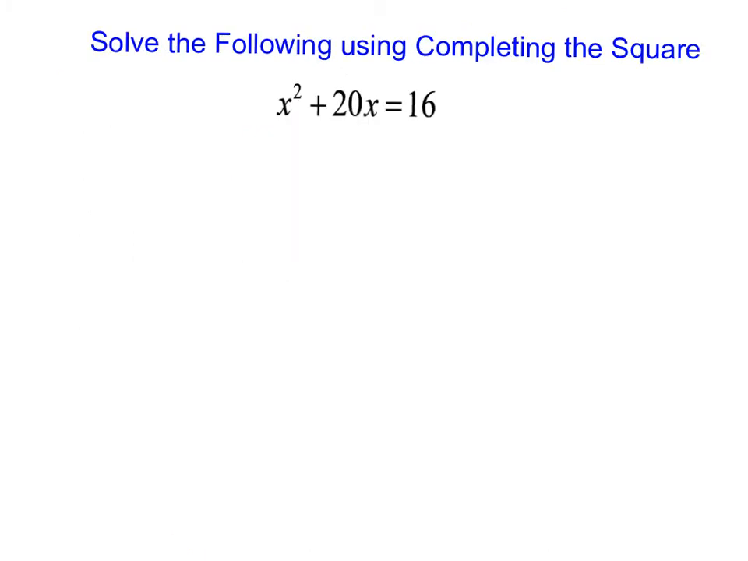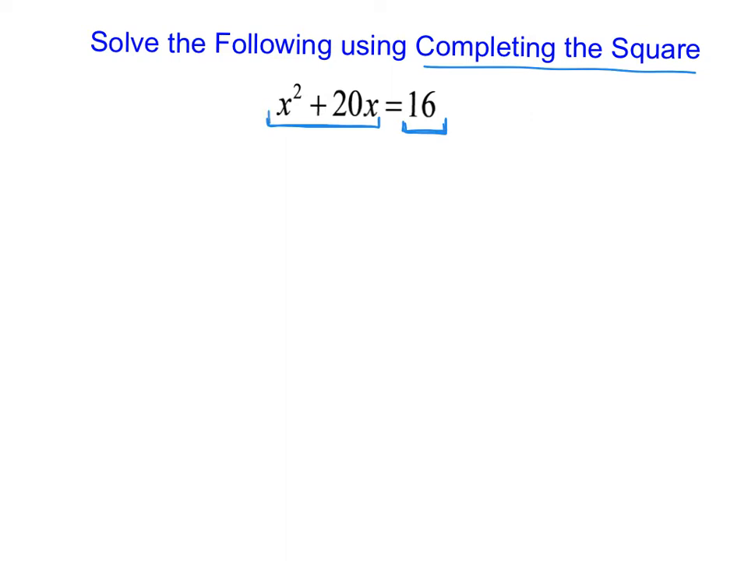So now we're going to take everything that we learned about perfect square trinomials and we're going to use that to help us solve quadratic equations by completing the square. So when you use the completing the square strategy, what you're going to do is put everything that contains an x squared and an x on one side, and you're going to put all of the constants on the other side of the equation.